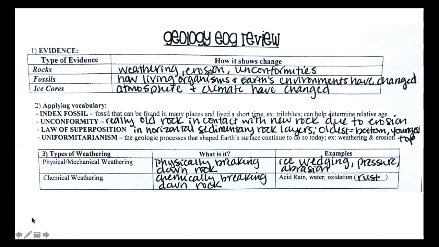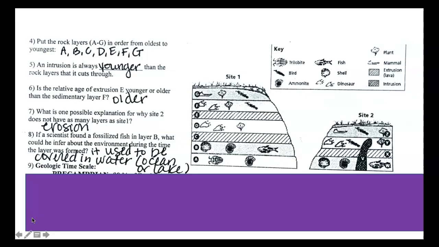Types of weathering. Physical, which is sometimes referred to as mechanical weathering. So that is physically using force to break down rock. Ice wedging, pressure, abrasion, those are all examples. Chemical weathering is chemically breaking down the rock. So using chemical processes or acid rain, for example. Rust, oxidation is another example.